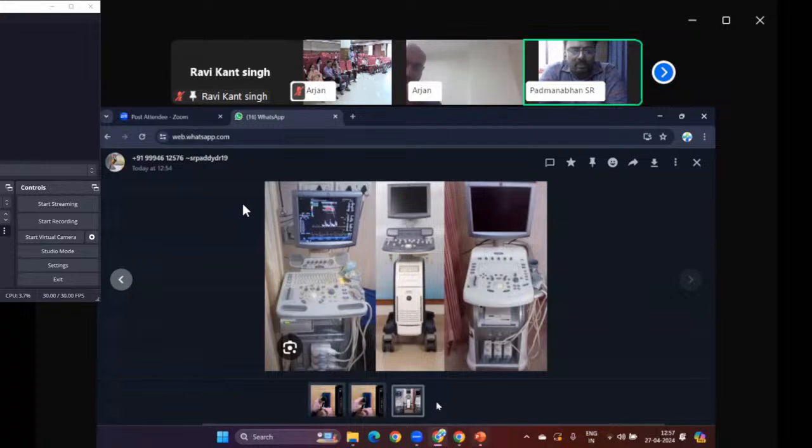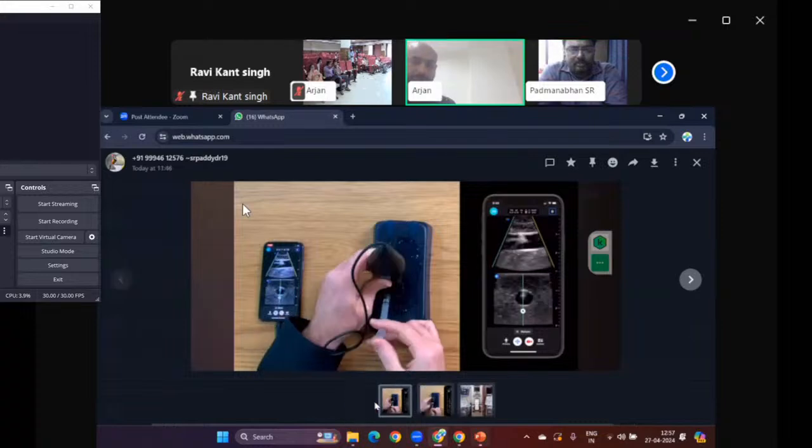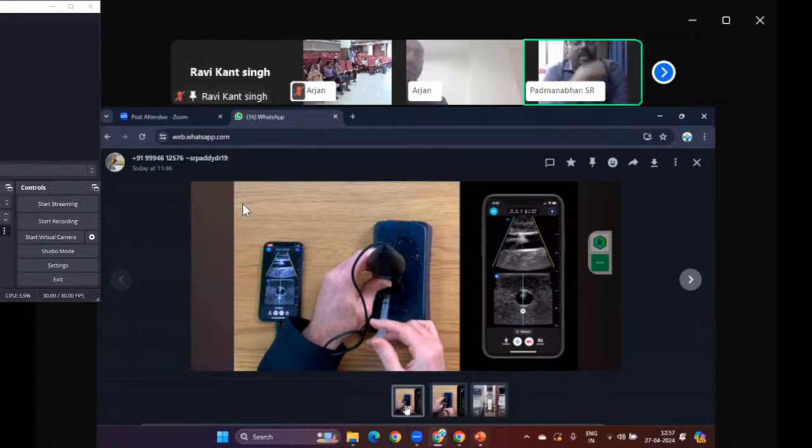For that, next one, sir. Next image. These are the three images we have. For that, we have options like this very small, handy ultrasound transducer, which is available in the market.